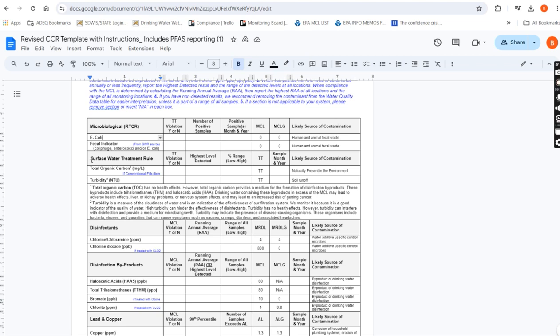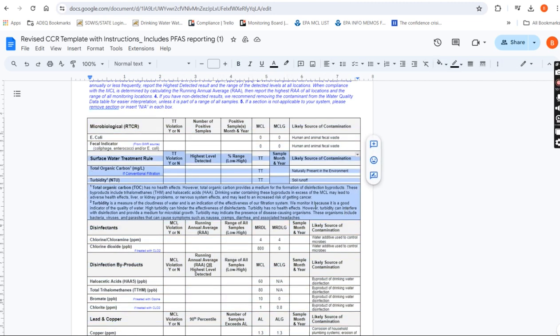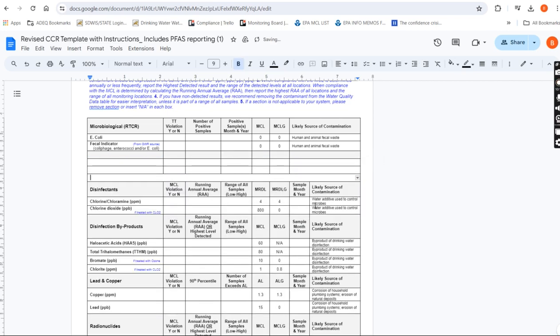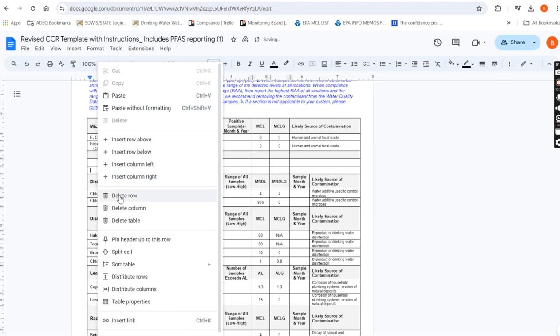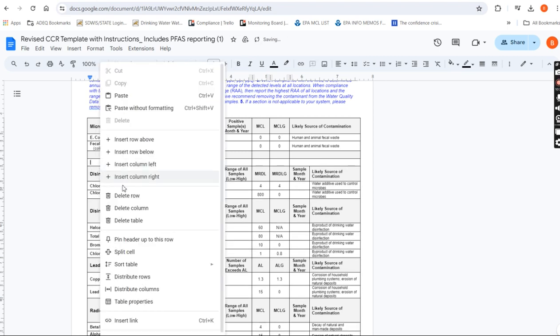If your system uses surface water, you need to report your total organic carbon data and your turbidity data, as well as the health effects and definition language for both total organic carbon and turbidity. If you are not using surface water, you can delete this section entirely. Just highlight it, hit backspace, and then you can right-click and delete the extra rows that do not apply.